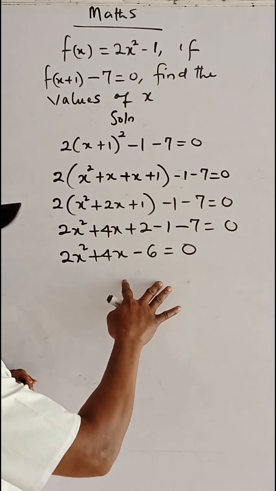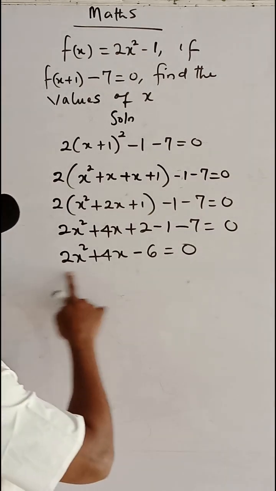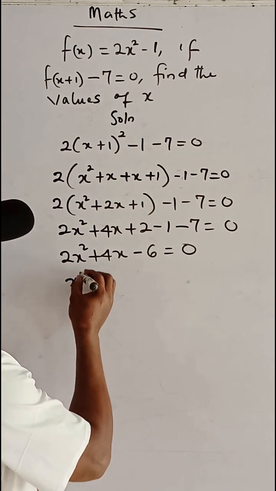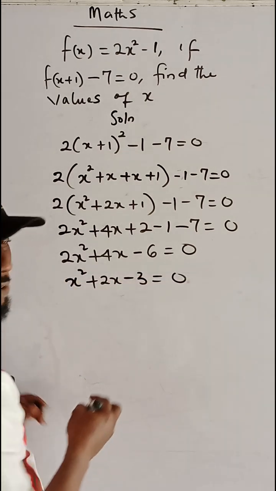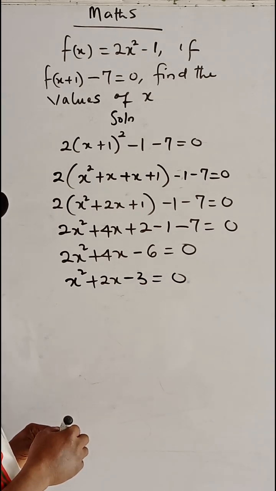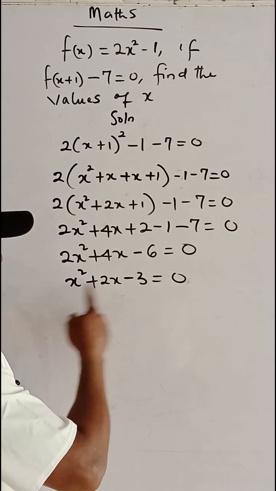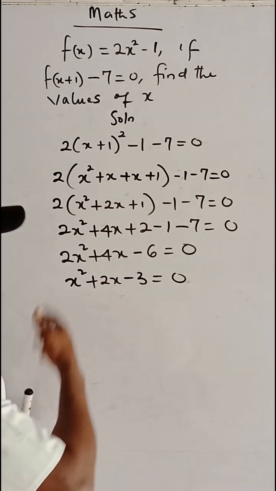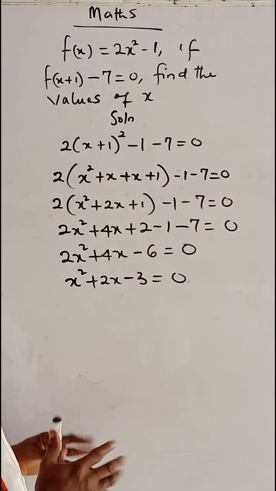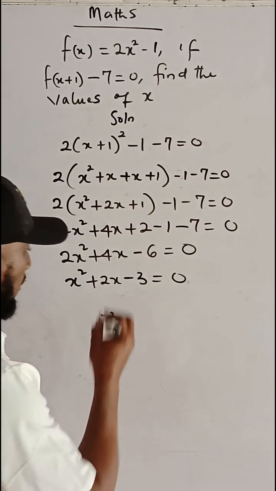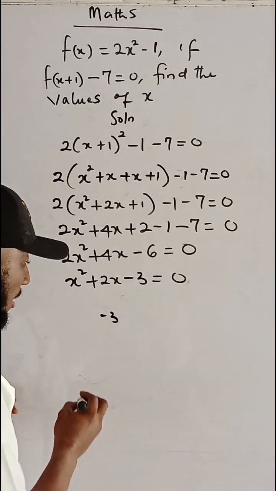Now to reduce the coefficient so that factorization can be much easier, I can divide through by 2. That's going to give me x squared plus 2x minus 3 equal to 0. Now, in factorizing a quadratic trinomial, what do we do? We multiply the first term and the last term, and that will give us negative 3x squared. Now, I will leave the x squared because I'm working with x.